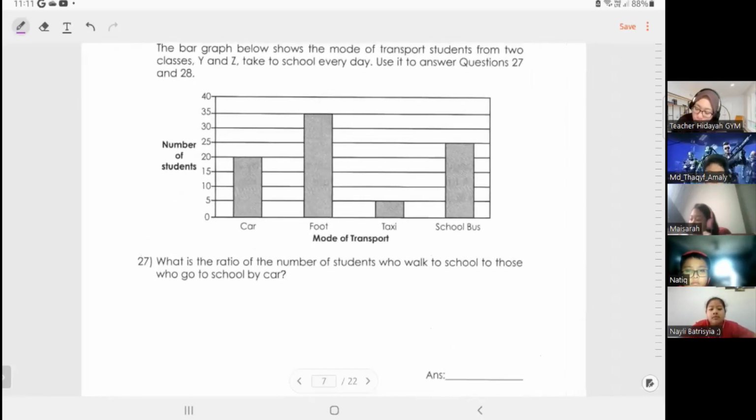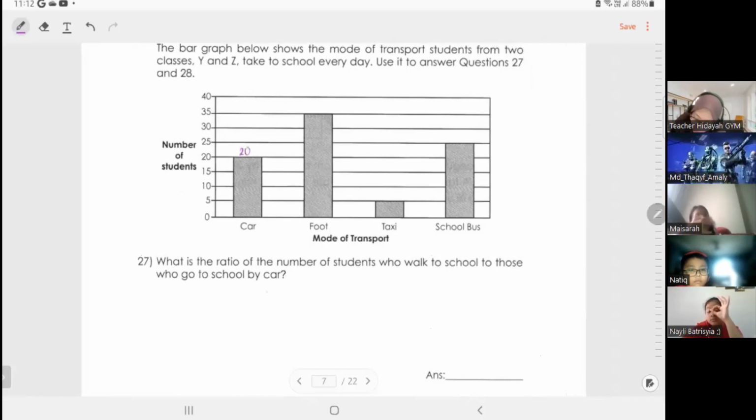The bar graph shows the mode of transport from 2 classes, Y and Z, take to school every day. Use it to answer questions 27 and 28. What is the ratio of the number of students who walk to school to those who go to school by car? Okay, indicate how many first.